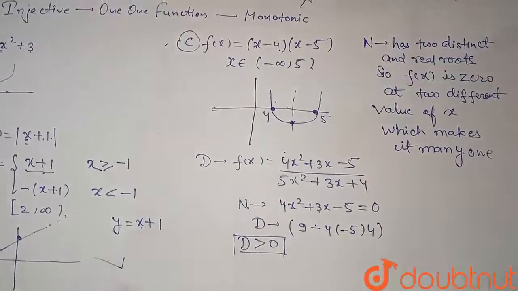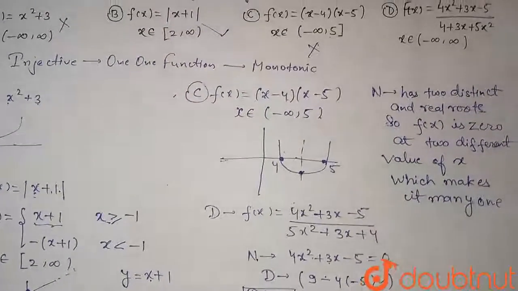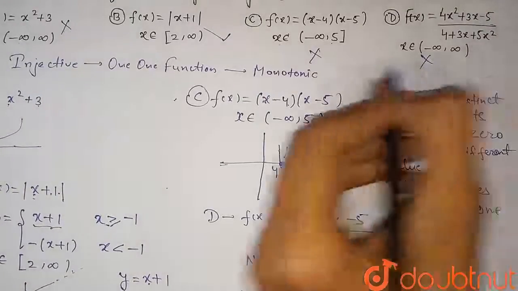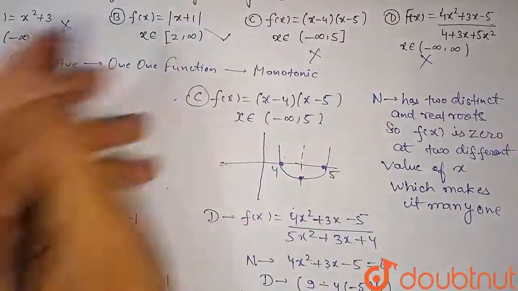So the answer to this question will be only option B, that is correct, and this option D is also many one, so this is incorrect. So this is the answer for this question, that is option B.